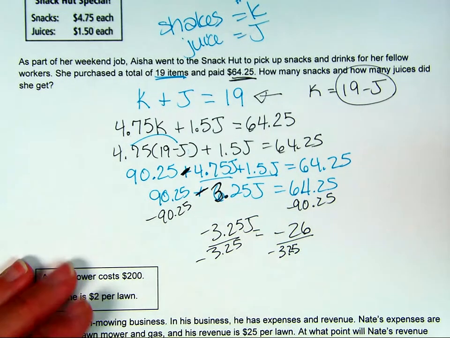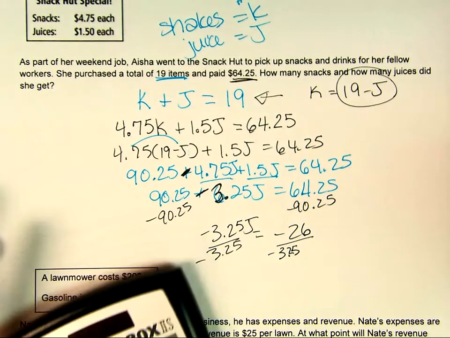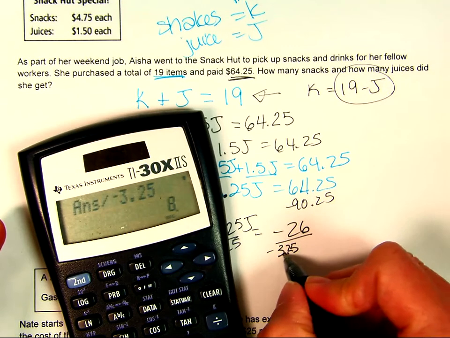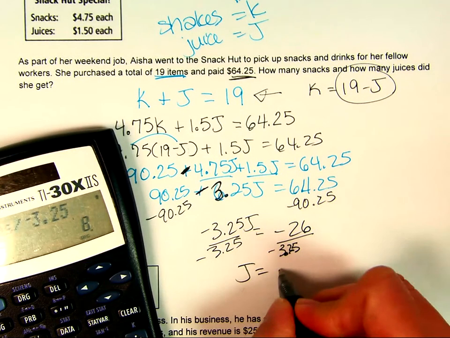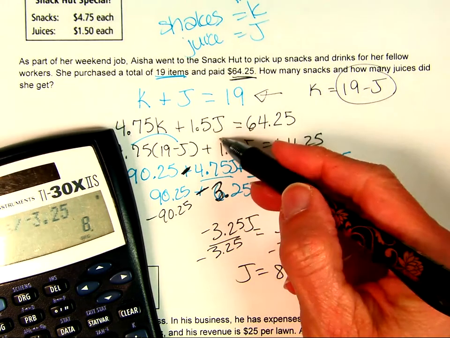So what is 26 divided by negative 3? Did I say 25? 25. Yes, that's a 2. So 8. Well, what did J represent? J represented our juice. And now it's super easy because we don't want to substitute back in this one. We want to substitute it in this one.